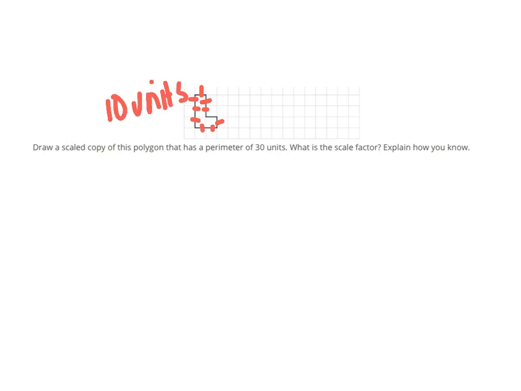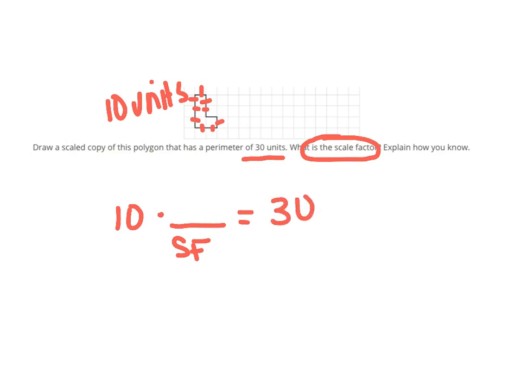And we had to draw a scaled copy in a previous problem that has 30 units in total for going all the way around. So what we're supposed to figure out is what the scale factor is, and then explain how we know. So if we start with an original one of 10, and we want to multiply that by our scale factor to get 30, what we're figuring out is what goes in this spot right here. And the answer is 3.